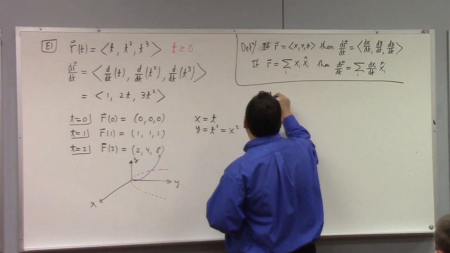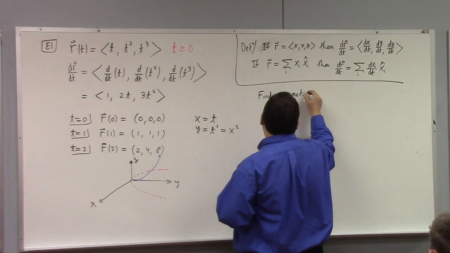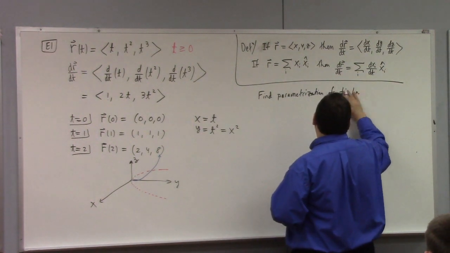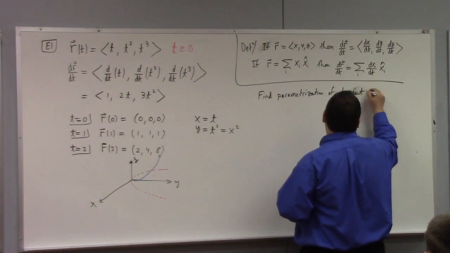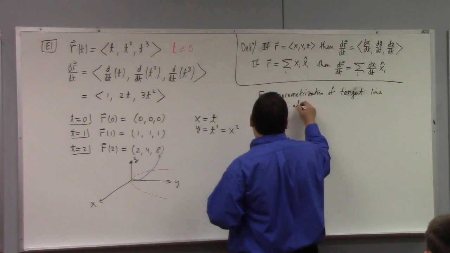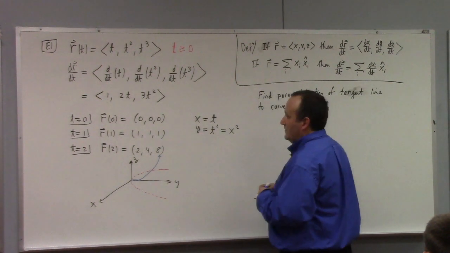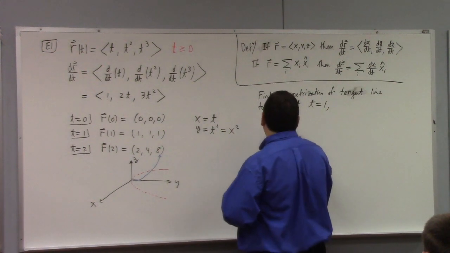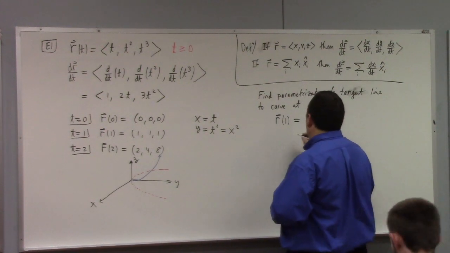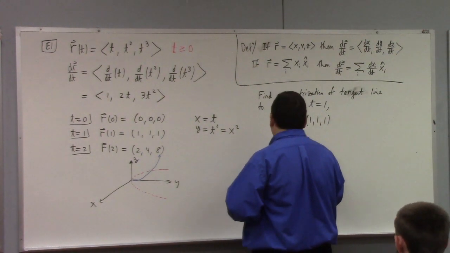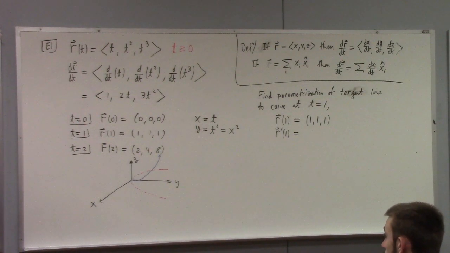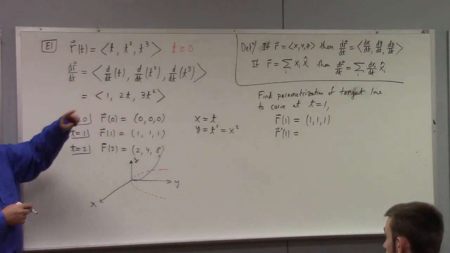Find the parameterization of the tangent line to the curve at t equals 1, right? So at t equals 1, what do we got? R of 1 is what? 1, 1, 1, right? What's R prime of 1? 1, 2, 3, right.